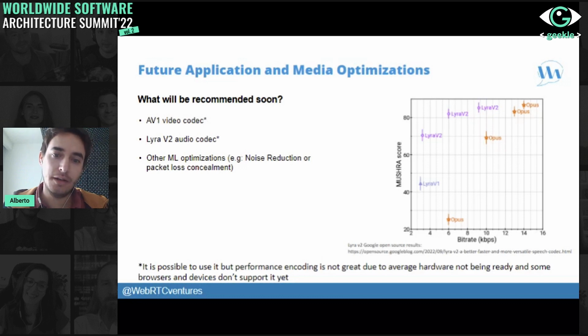And there are other machine learning optimizations that will be interesting. They are being used today for noise reduction or packet loss concealment, which means that it fills the blanks when we miss a packet. We just fill that with some noise that simulates what we would be hearing. So it makes the experience more smooth.